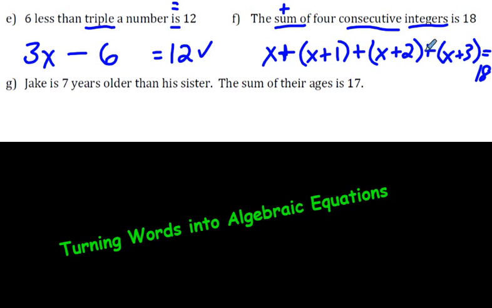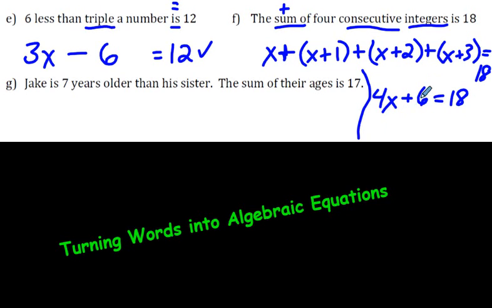But we need to put all the like terms together. Let's try and see if we can squeeze that in right here, okay? So how many x's do we see here? 1, 2, 3, 4. There's 4 x's. How about the numbers? There's a 1, there's a 2, and there's a 3. Add them up. 3 plus 3 is 6. Okay, we're not quite done. 4x plus 6 is 18.